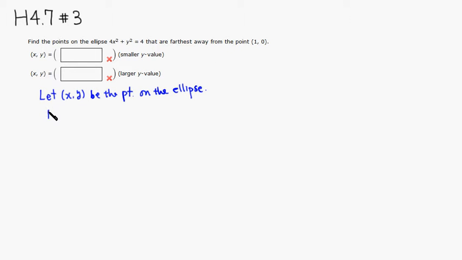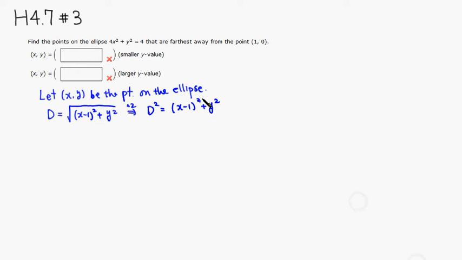We know the distance formula is just the square root of the difference of the x coordinates, so (x minus 1) squared, plus the difference of the y coordinates, which is just y squared. To make our lives easier, because I don't like square roots, I'm going to square both sides. So I'm going to look at d squared, which is (x minus 1) squared plus y squared. Then I'm going to try to maximize this distance.